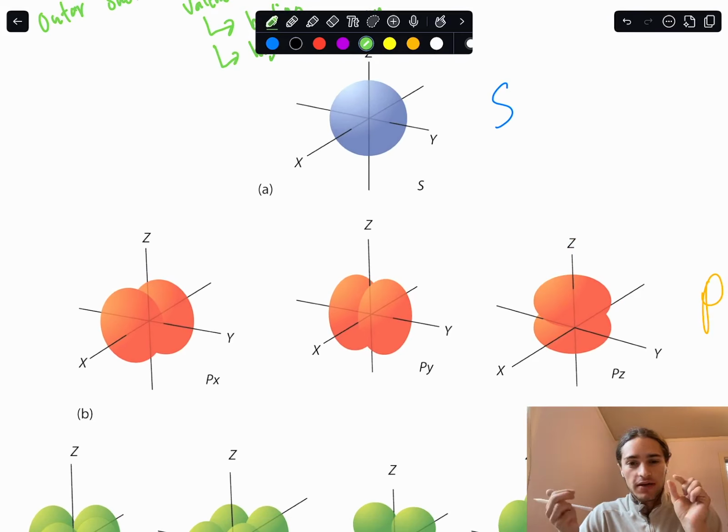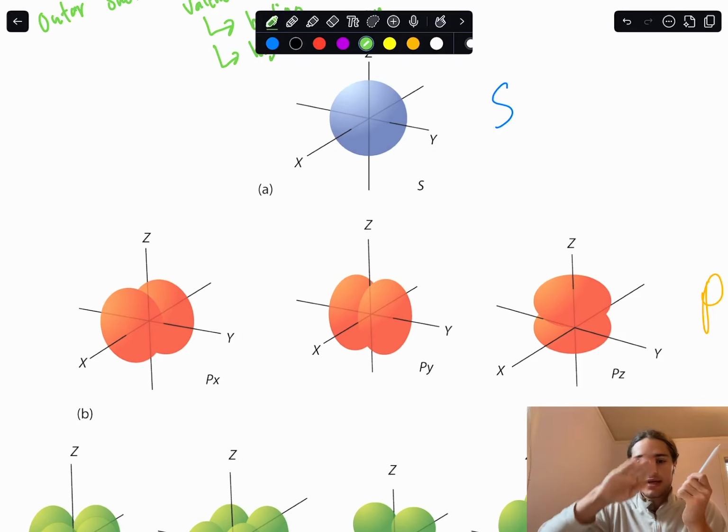Whereas if you look at our figure 8 dumbbell shapes of the p orbitals, notice that each of the three are facing in a different direction. So you've got one that's vertically placed, you've got another that's horizontal, and then another that's like depth. And so that's that 3D component.